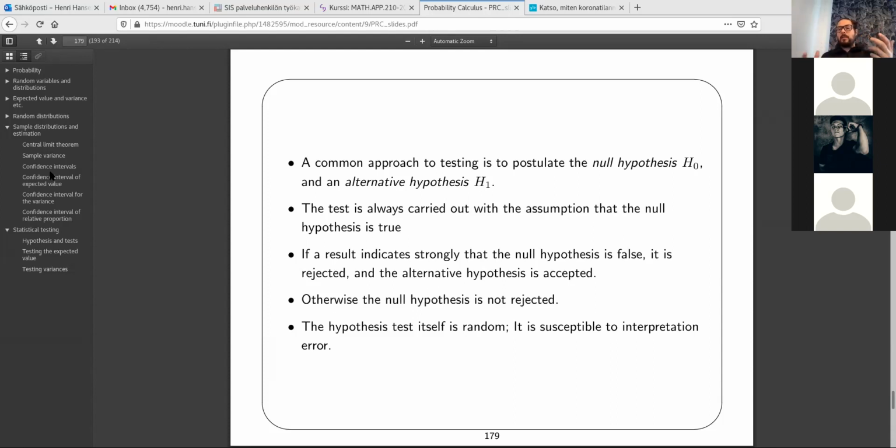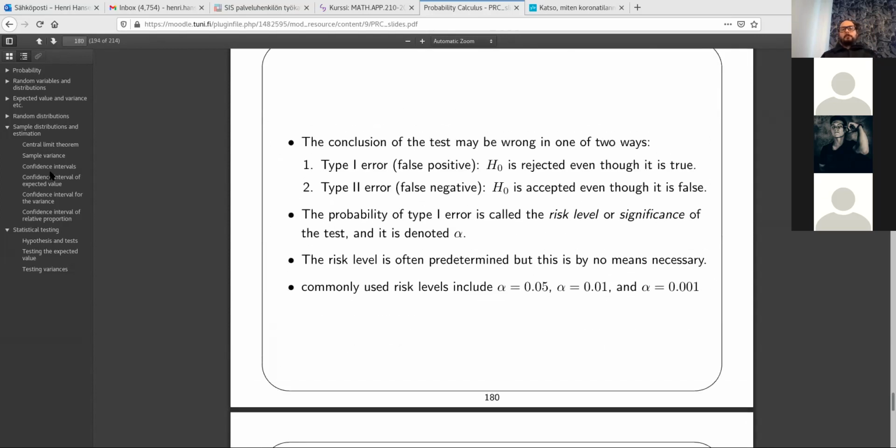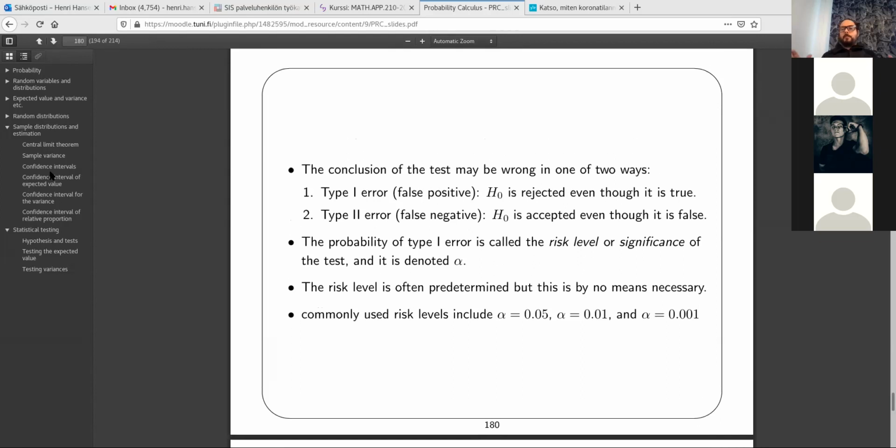We may interpret a purely random result falsely as something meaningful, that the null hypothesis was rejected. But then when we carry out the test again, we get a completely different result, and we are puzzled. How is this so? So the conclusion of the test, I focus on how it may be wrong, because it's really important to understand that even if we end up carrying out a successful test, testing some hypothesis and rejecting the null hypothesis, we may be doing it wrong.